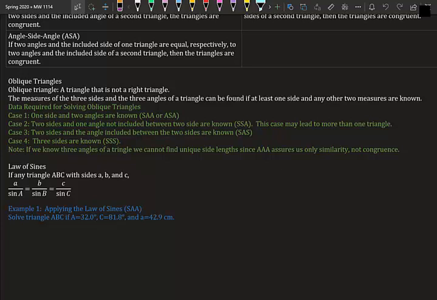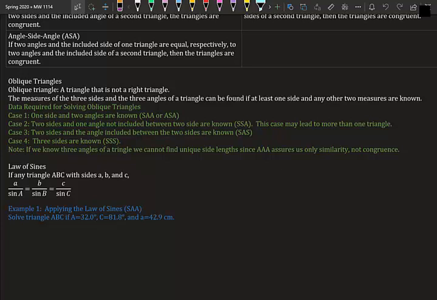So case 2, two sides and one angle not included between the two sides are known, so side side angle again. So you have two sides and one angle. This case may lead to more than one triangle, and we will talk about that. Case 3, two sides and the angle included between the two sides are known, and case 4, three sides are known.